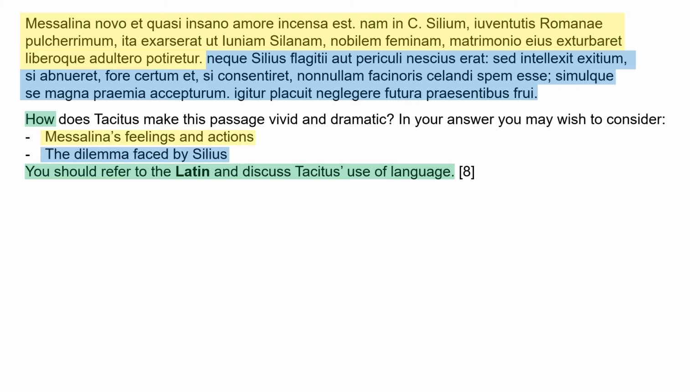They're there to make sure you've got some stuff from the first half and some stuff from the second half. But what they want you to talk about is the bit in green, how he does it, and you must do that by talking about what he does in Latin.